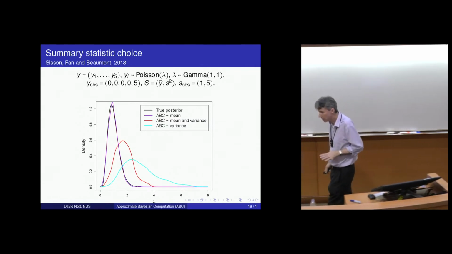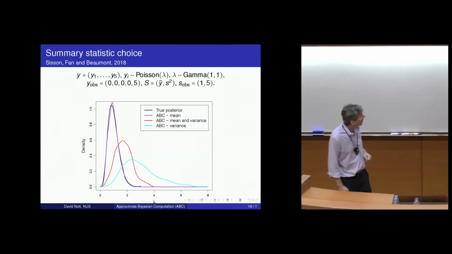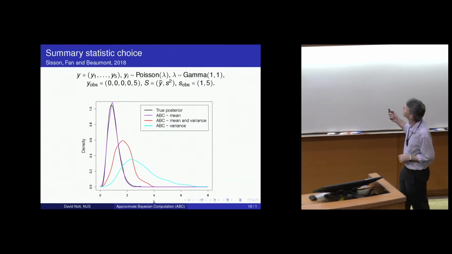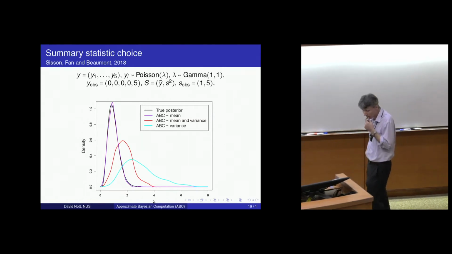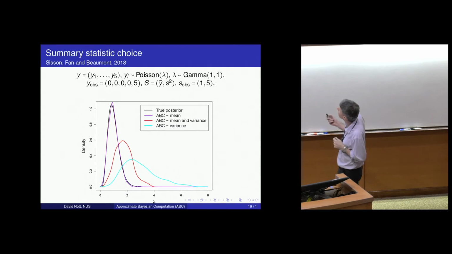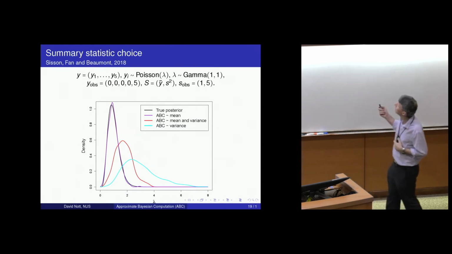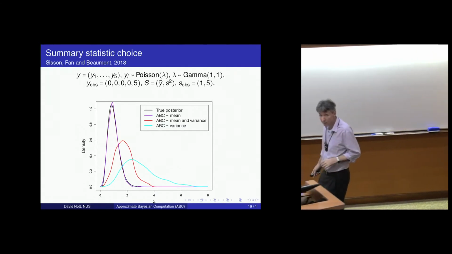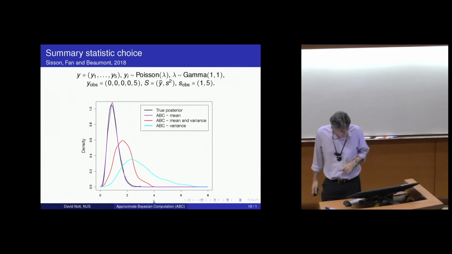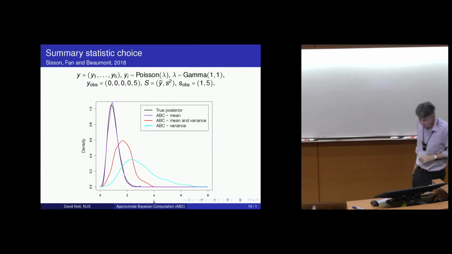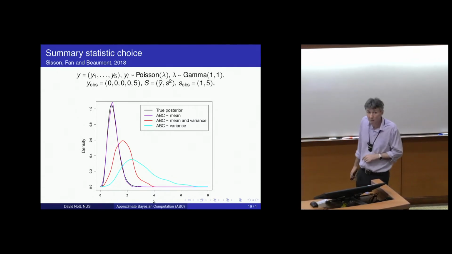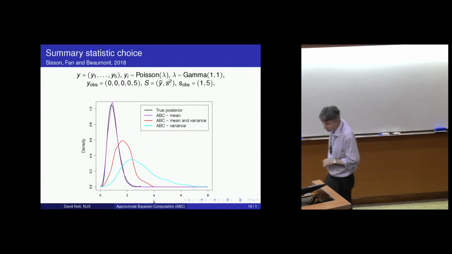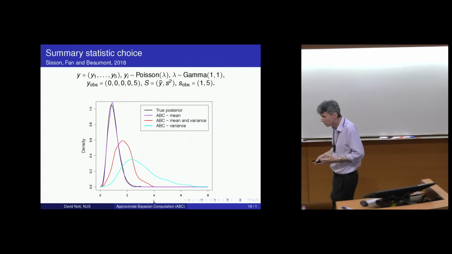So the ABC approximations, I should say here, are based on the same number of prior samples. Now, the posterior, of course, is the same when you add in S squared as an additional component of the summary statistic. But why do we get this terrible approximation? Well, it's because if you look at the observed value of Y bar and S squared, this is a very unusual value under the model, no matter what value of theta you choose. In a Poisson model, of course, the mean and the variance are the same. So here we've got a mean and a variance that are quite different, and so these summary statistics are inconsistent with each other under the model.